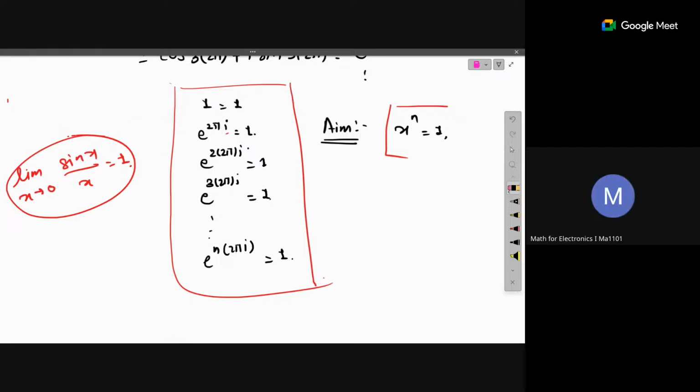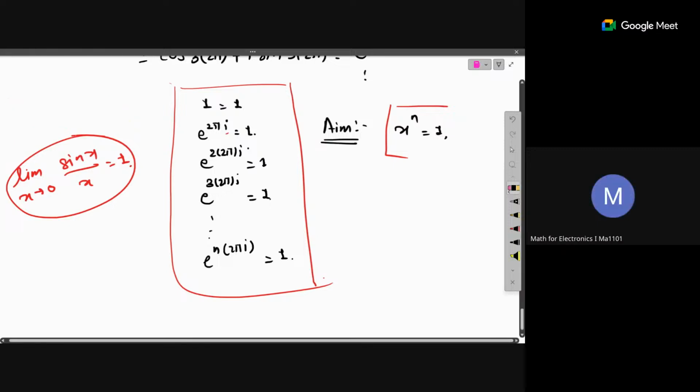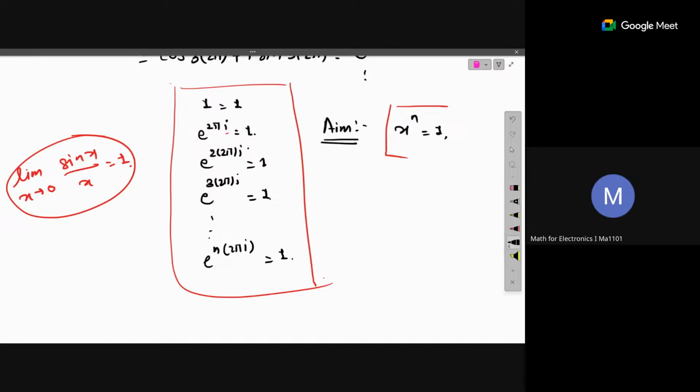So this limit is 1. You can prove it by L'Hospital too, because we will get 0 by 0 form. Now let's get back to here. Our aim is to find all those x whose nth root is equal to 1. So now we are getting some feeling that these all numbers are equal to 1.